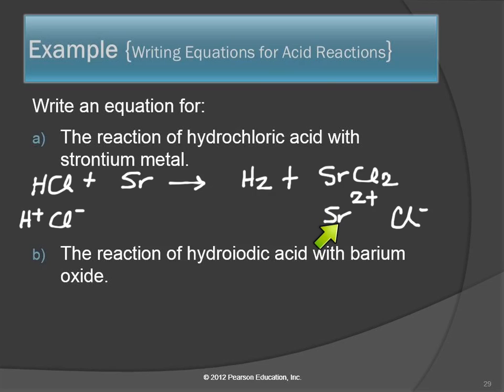So we're looking at the charge on the metal ion from the periodic table. This is the anion from the acid. And then we have to balance it. 2 hydrogens here and only 1 there. So we need 2 HCl. And that takes care of it.